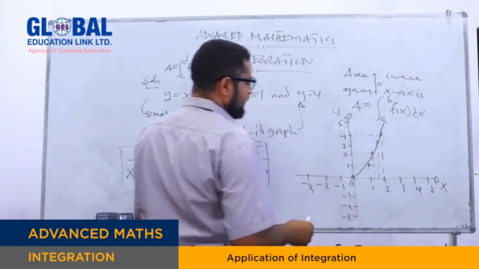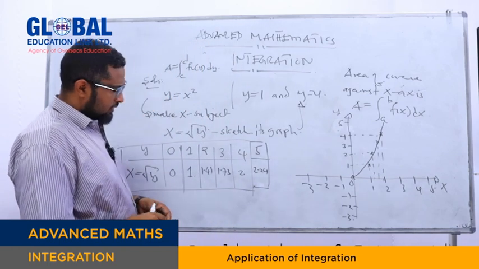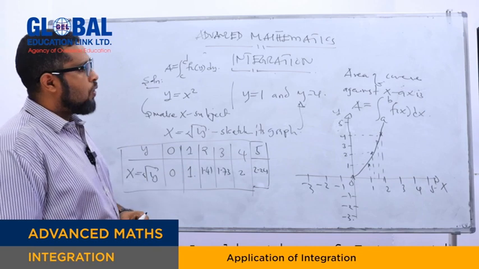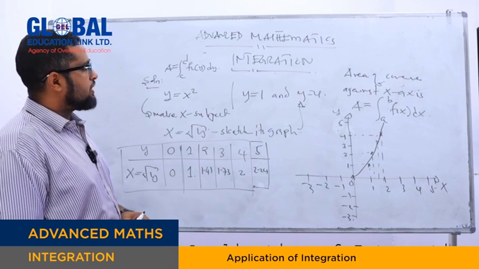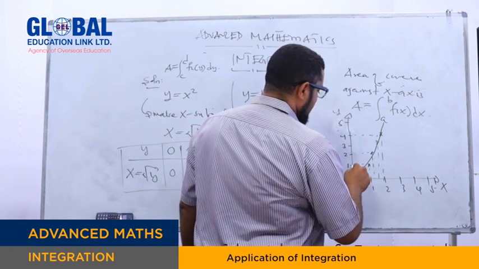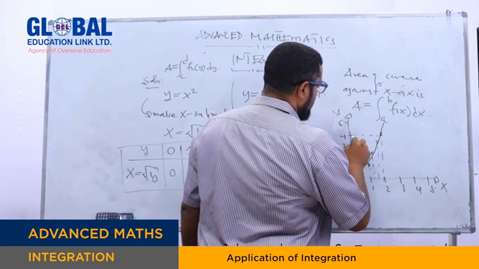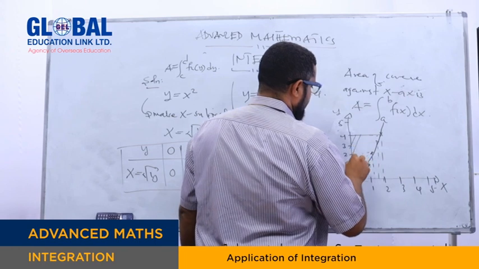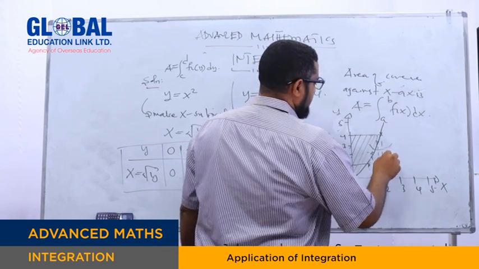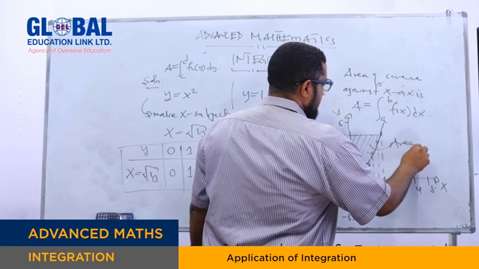So that is the curve of x equal to root of y. But we have to find from 1 up to 4. So this is our area that we are going to calculate. So this is the required area.